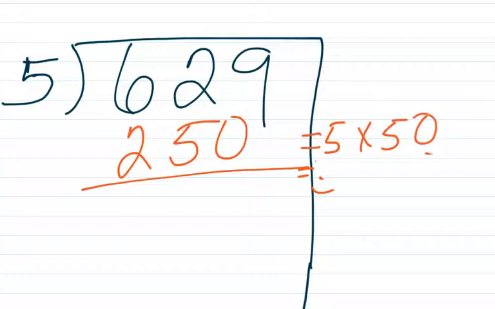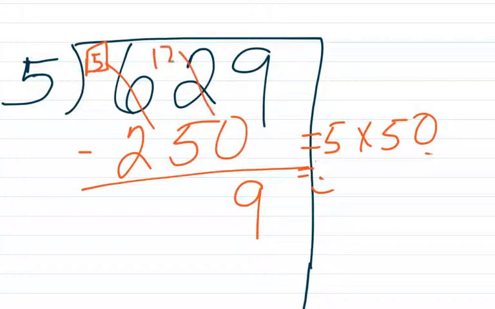Alright, so now 5 times 50 is 250. And I know that, so I'm going to use that until I can't use it anymore. So 9 minus 0 is 9. I can't take 50 away from 20, so I have to regroup. This is 5, and now this is 12. Now I can take 120 away from 50. That's going to give me 70. And then now I can take 500 minus 200 is 300.